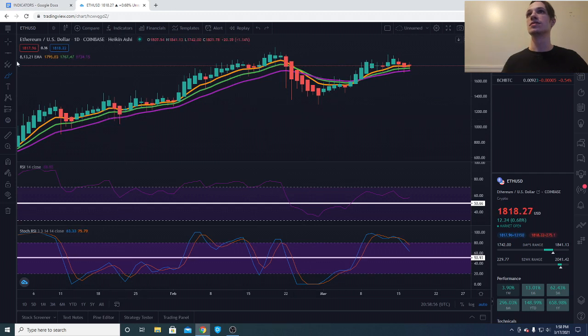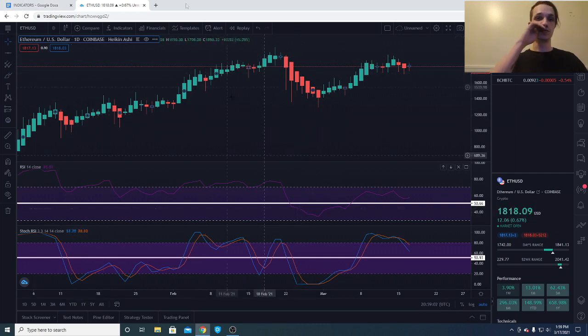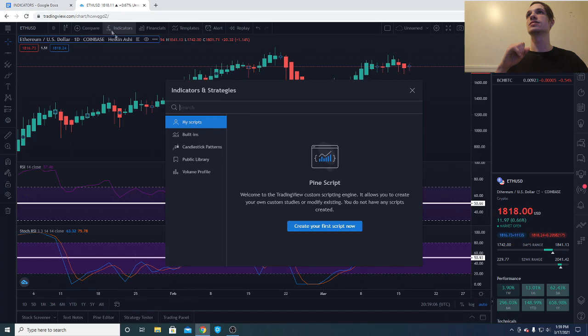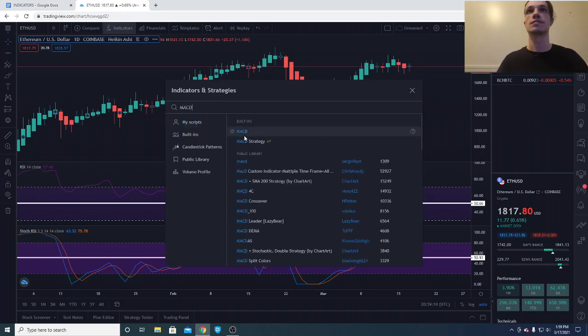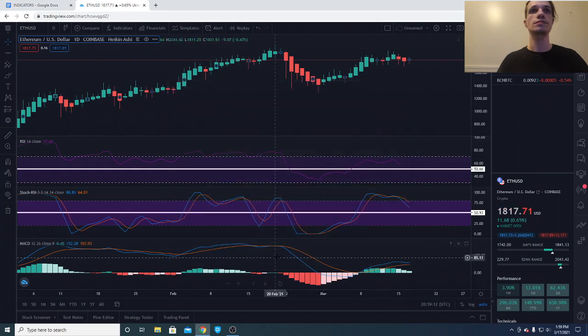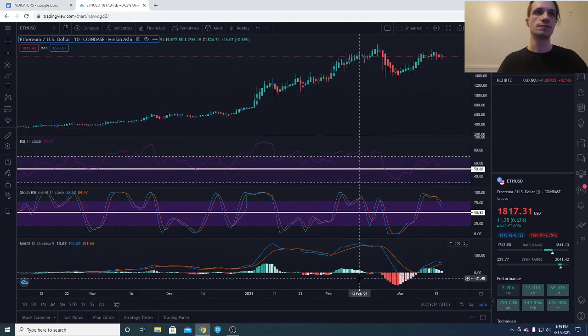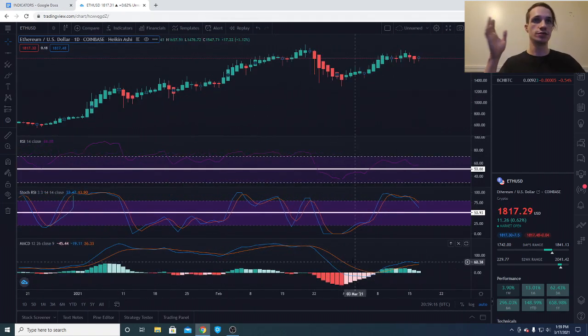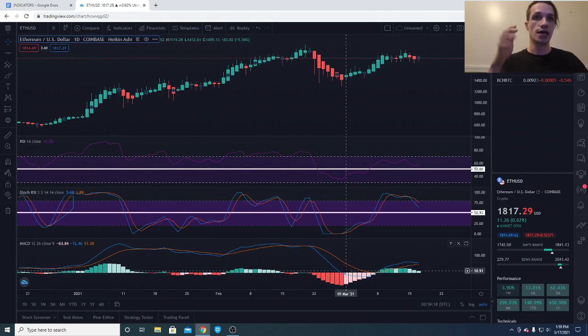We are going to take this and throw it away though, because we are going to get into the MACD now. So let's get the MACD. Alright, so this is our MACD. We're going to have to do some changes to this indicator as well.